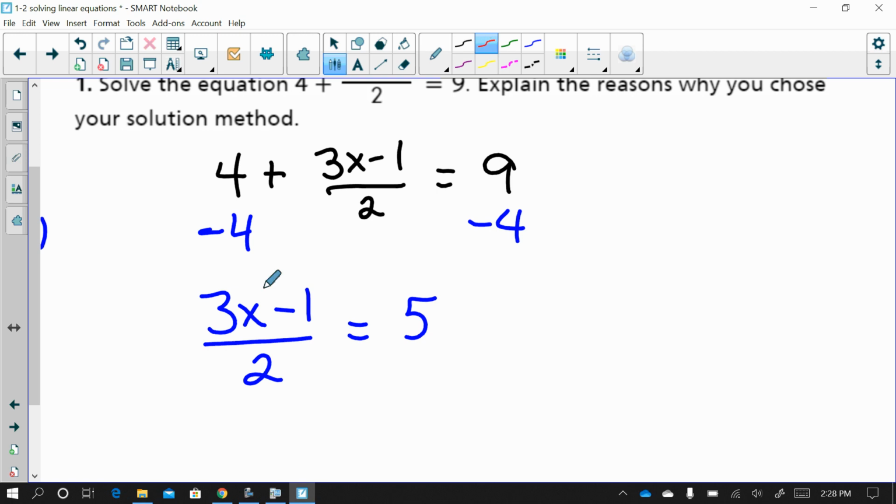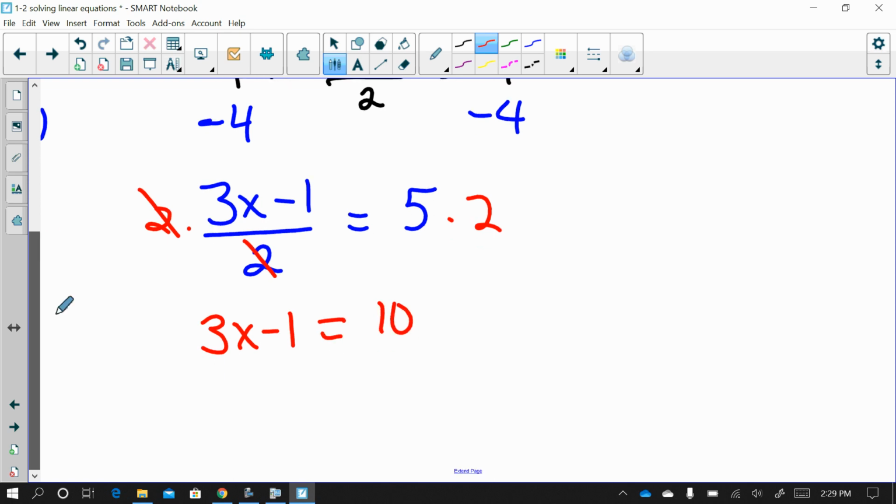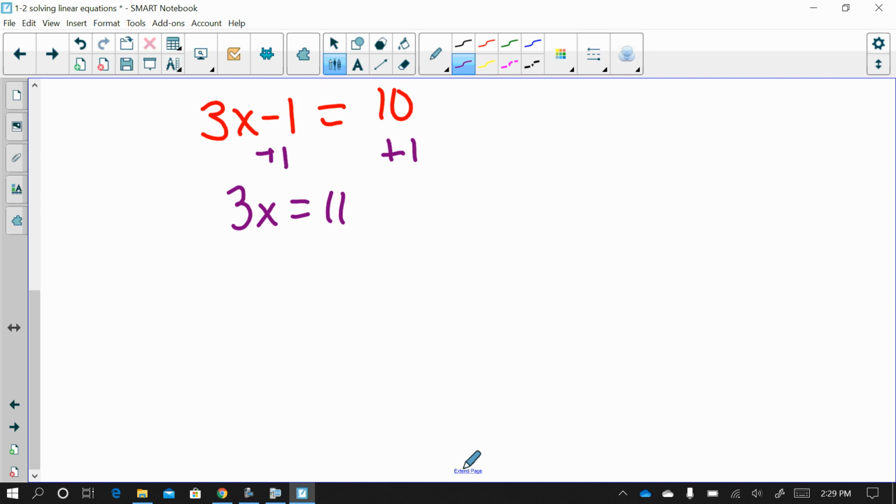Okay, again, the goal is to get x by itself. This dividing by 2 is making things more complicated, so let's get rid of dividing by 2. How do we do that? Multiply by 2. Do it to one side, do it to the other. 2's cancel. 3x minus 1 equals 10. Finally, nice, easy two-step equation. Add the 1 to both sides. 3x equals 11. Divide by 3.